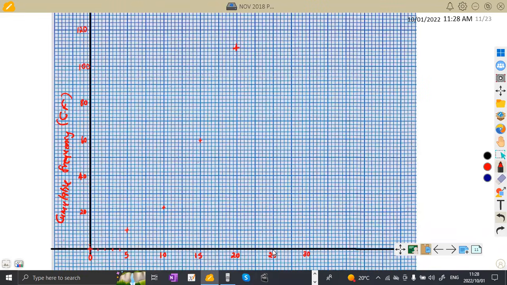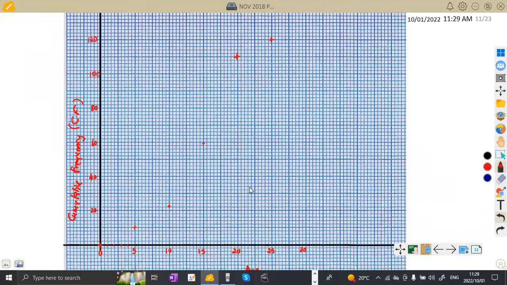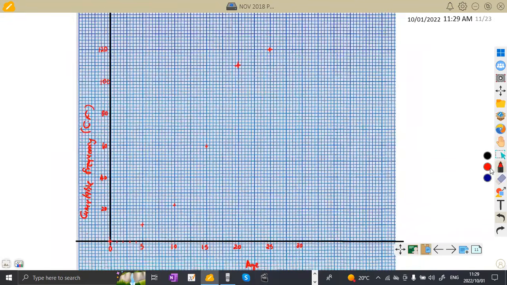Okay, the last one was 25 and 120. So it's 25 here directly and 120 at that point. Okay, so these are the points that we're going to have at this stage. From this part, we can join a smooth curve. It can give us the exact thing that we need here. So just have a smooth curve through those points.